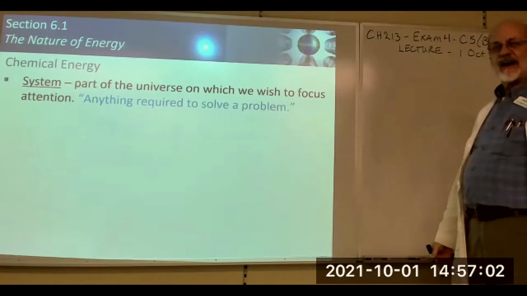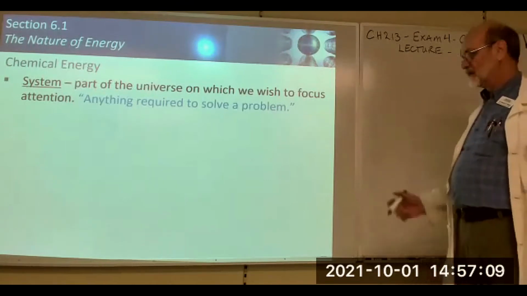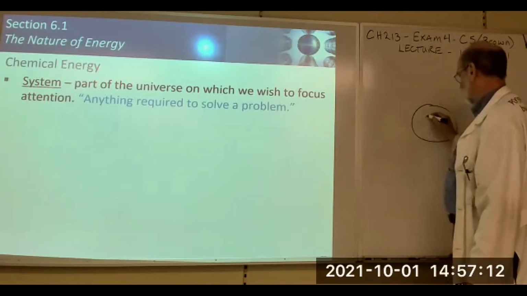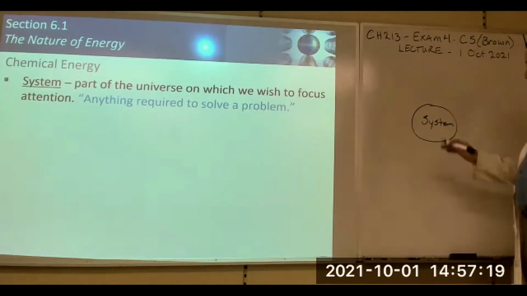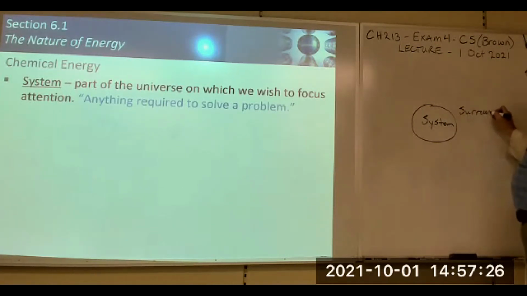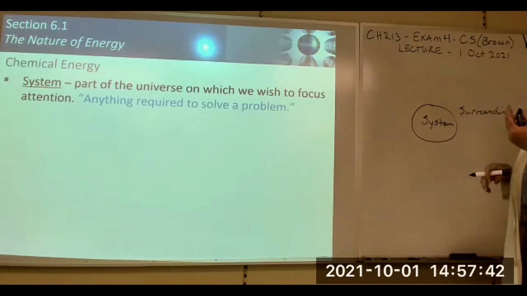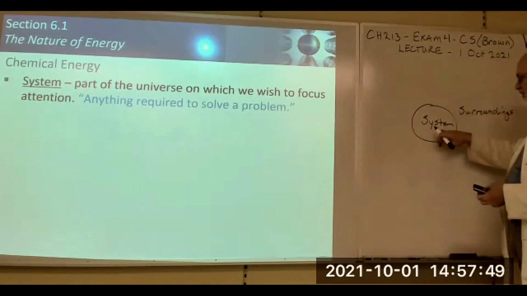The only system that is predefined is the universe. And the universe is technically a system with no surroundings. Okay. The system and then everything else is surroundings. If you're saying the universe itself, the whole universe, then there are no surroundings because you put everything in the system. So we rarely talk about things that way, except for that one law. The change in energy for the universe is zero. But for everything else, we always have a system and a surroundings.